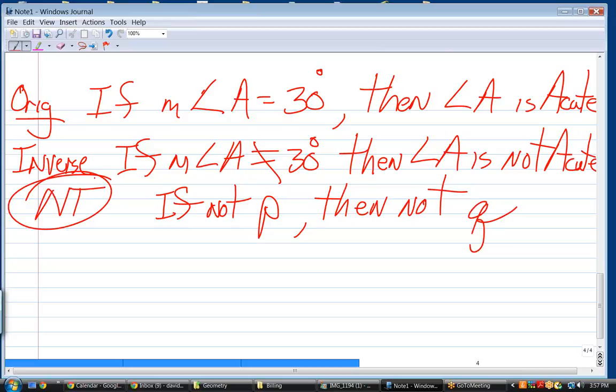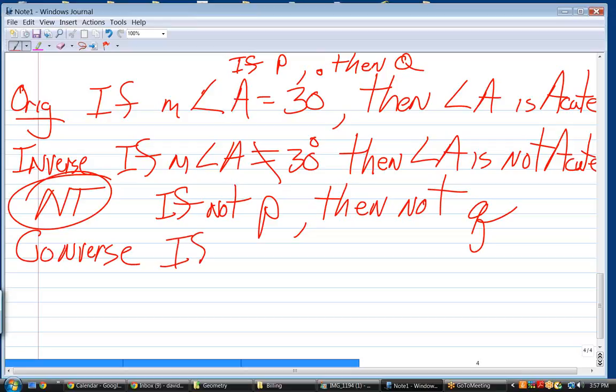In other words, when you go to memorize these, just think of the original as if P then Q, and the inverse is just if not P then not Q. And it's rare that the inverse is true. Usually it's not true. Let's talk about the converse. If you didn't learn these terms today, you'll learn them tomorrow.